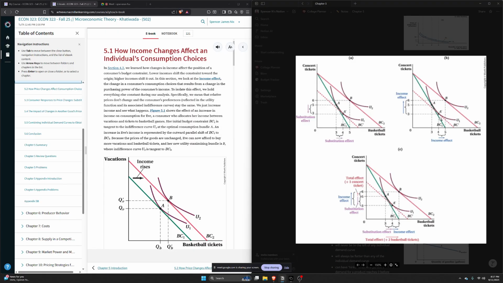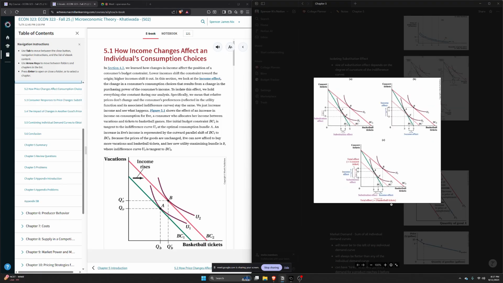Income effect is the difference between A prime and B. Okay. So this dotted line and this dotted line. So we can see it's 4 to 5. Income effect is 1. A prime to B up here, so 3 to 6. That would be 3. Okay. And then you can add these up.